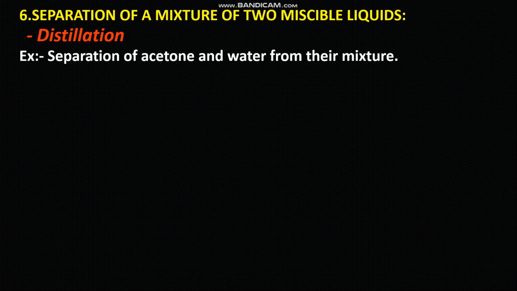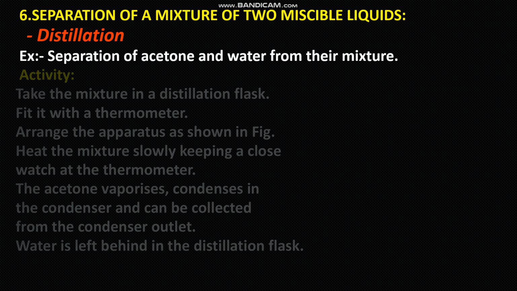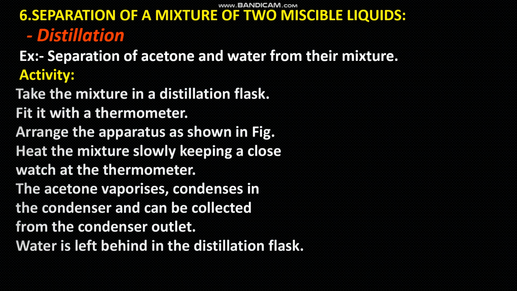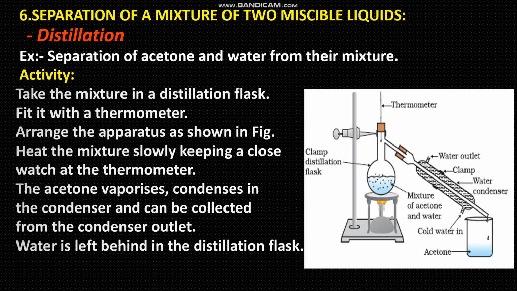Let us see how this is done by taking the example of an acetone and water mixture. How can we separate acetone and water from their mixture? So let us perform an activity. Take the mixture in a distillation flask. This is a round bottom flask, a distillation flask. In this we have taken a mixture of acetone and water. Arrange the apparatus. So how have we arranged the apparatus?